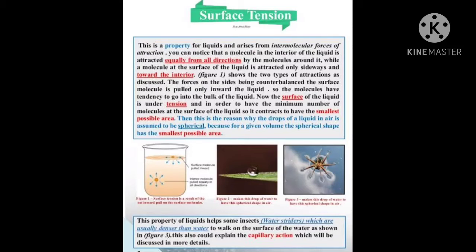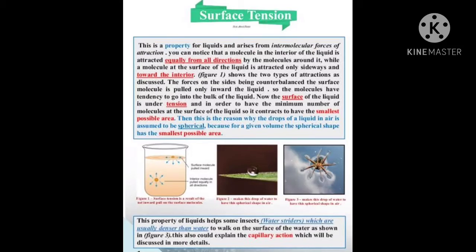Therefore we can say you can see a sphere or spherical shape has less surface area as compared to the volume. Therefore, as a result of this, the liquid surface or liquid falling drop is always in spherical in shape.